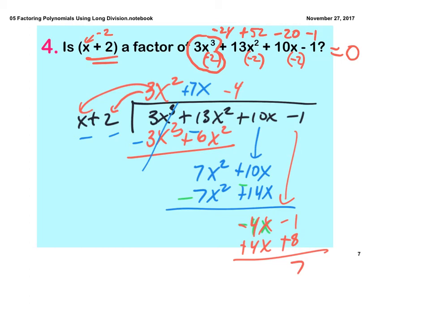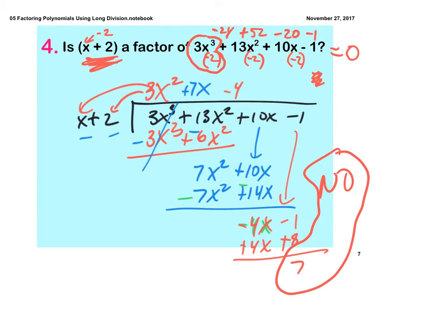It adds up to 7. It's not equal to 0. So the negative 2 was not a 0, which means x plus 2 was not a factor. So the answer to the question, no. And you know what proof we want? The remainder.